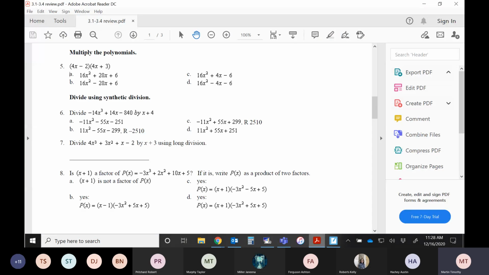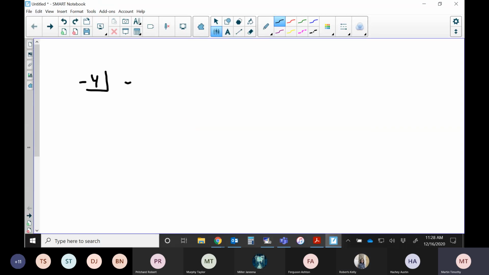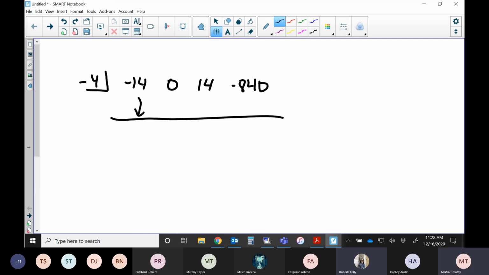Because if I look at this, what makes that right there 0 would be -4. And then you should have put a -14. And then a 0. And then a 14, and then a -840. And when you drop this, it should get you a -14. This times this gets you to 56. Then this times this gets you to a -224, a -210, which gets you to a positive 840.